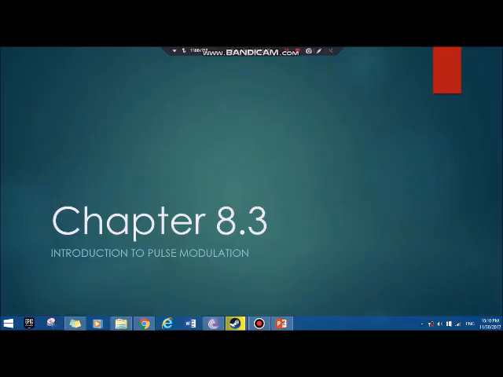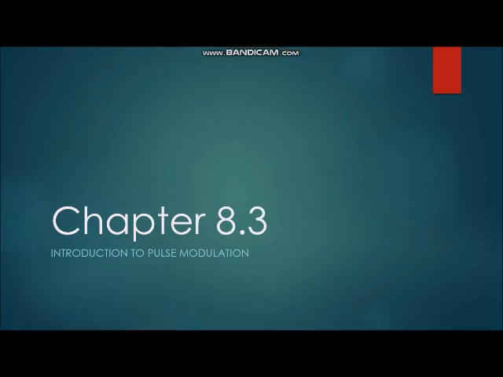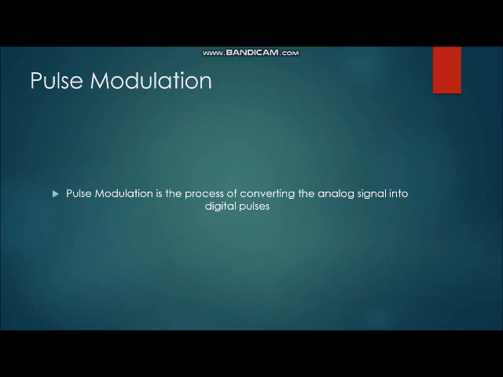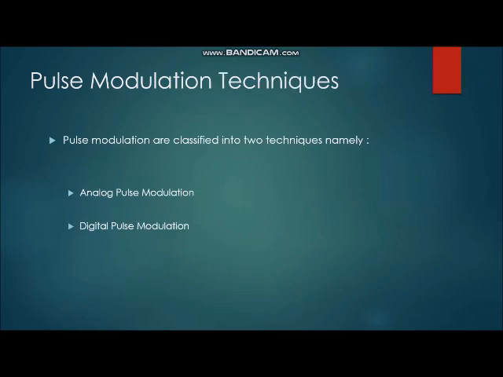Chapter 8.3 Introduction to Pulse Modulation. Pulse modulation is the process of converting the analog signal into digital pulses. Under pulse modulation, we have two different techniques, namely the analog pulse modulation and the digital pulse modulation.